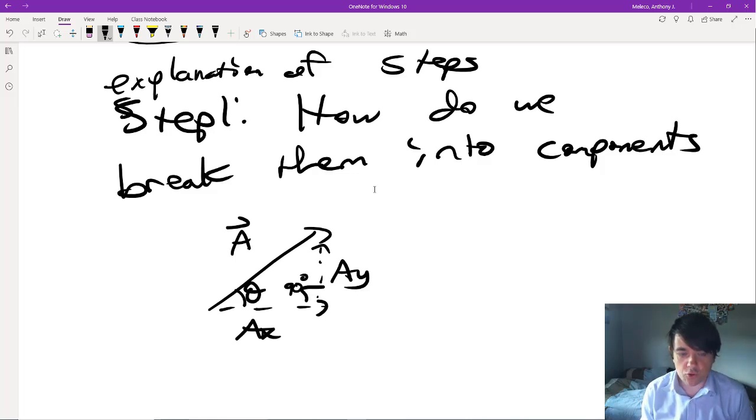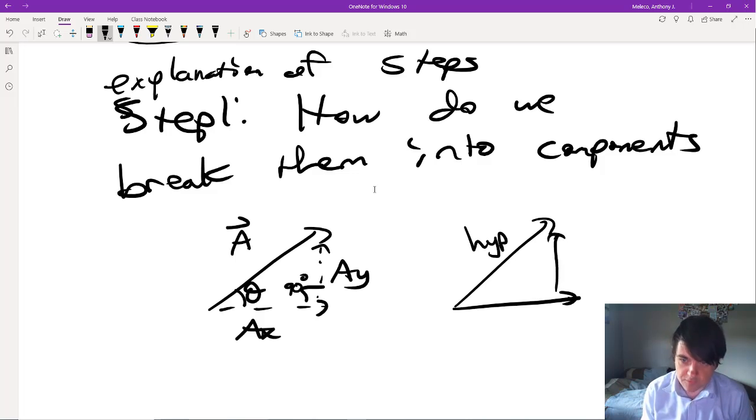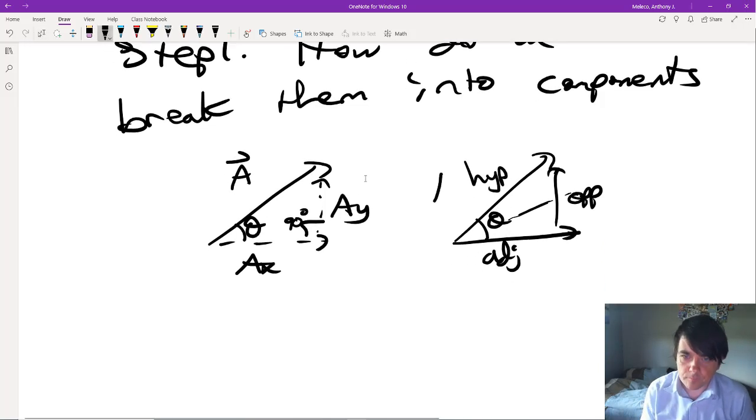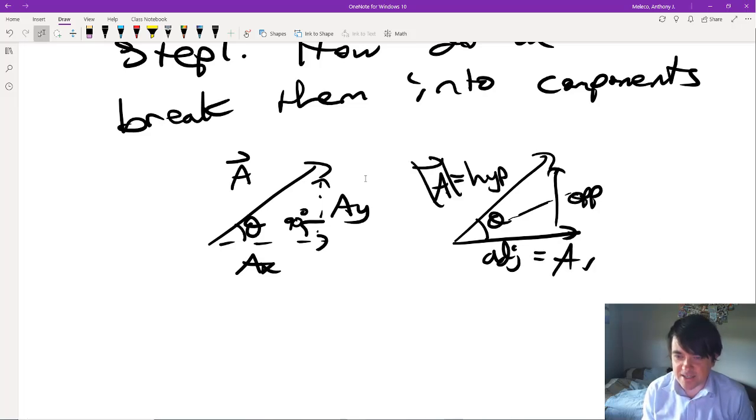So, if you're looking at any triangle, okay, this is the hypotenuse, and this is where trig comes in. Here's your angle. This is the adjacent side. It's the one underneath the angle. And then this opposite one is over here. So this is the opposite side, okay? So in other words, A is the hypotenuse. The adjacent side is AX, and the opposite side is AY.